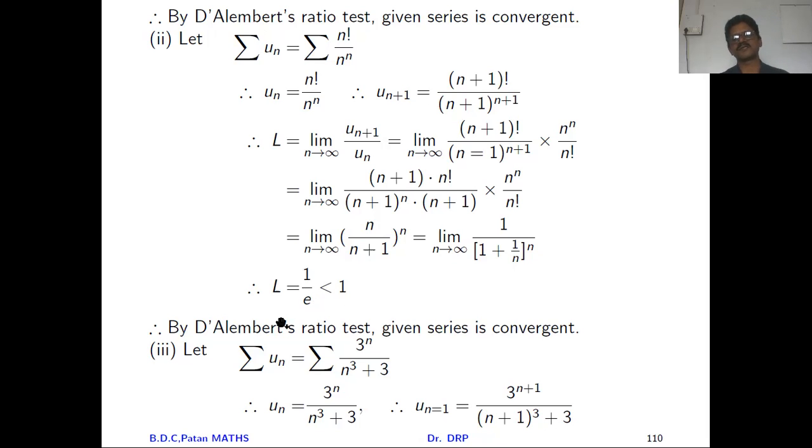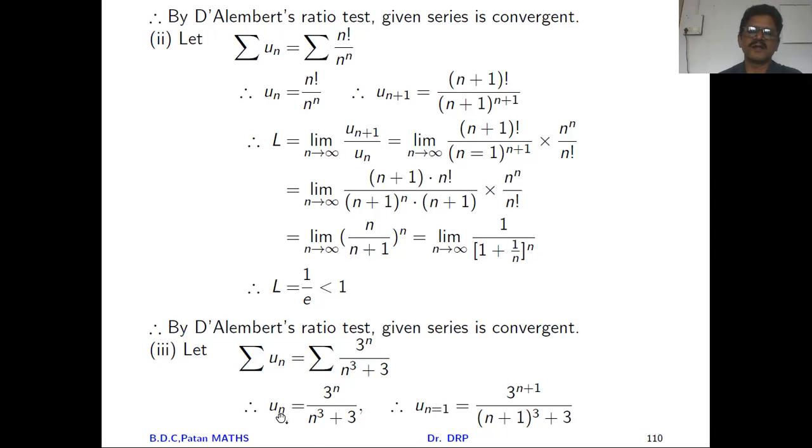And by D'Alembert's ratio test, if you get the limit to be less than 1, then the given series is said to be convergent. The next, third example: the series is given as summation 3 raised to n upon n cube plus 3. We denote that series by summation un. So un equals 3 raised to n upon n cube plus 3.